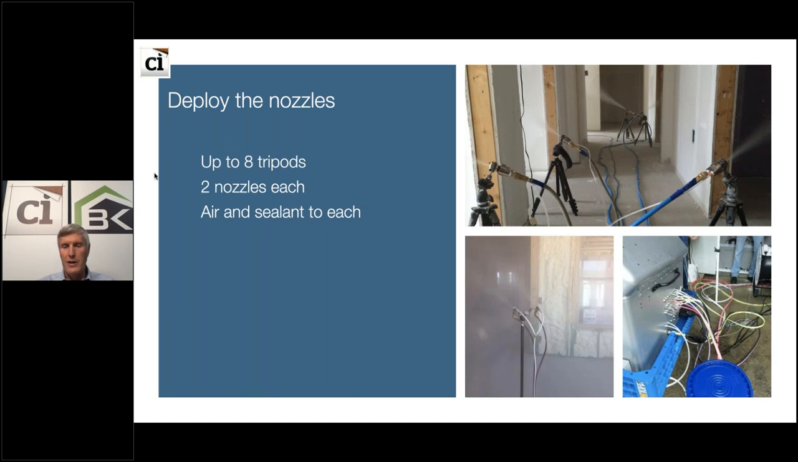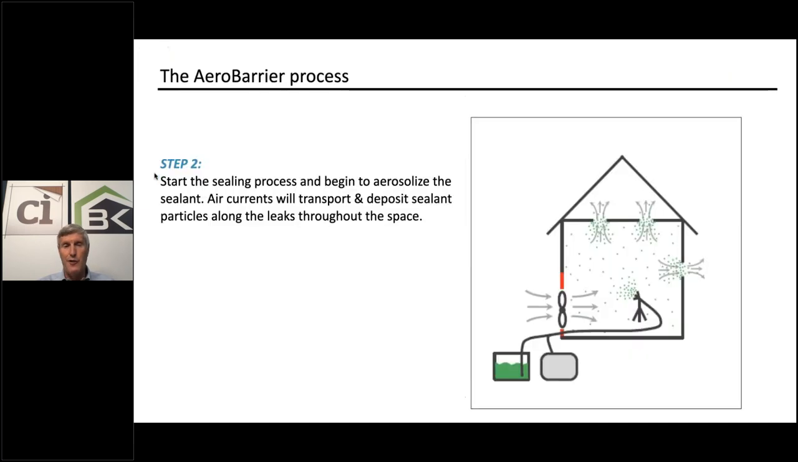So this is once everybody's out of the house, start the fogging of that material. So you start that sealing process. You begin to aerosolize the sealant. Think of it as Elmer's glue or Page glue, you know, a white glue. It's not exactly that, but that'll give you the sense. And if you looked in the windows, you'd see this fog that's happening inside the house.